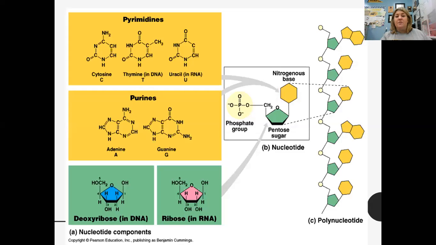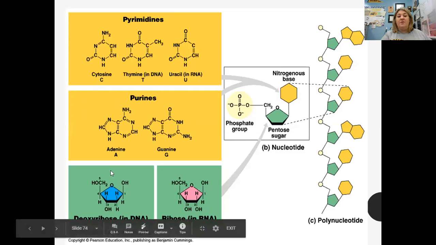So here's examples of what it kind of looks like. These are the nitrogen bases I was talking about. You can see that they're rings of carbons. These are our pyrimidines. They're the single rings. And these are our purines, which are the double rings. There's our little deoxyribose. See, it's missing that hydroxyl group right there. And then there's our ribose, and it has it.